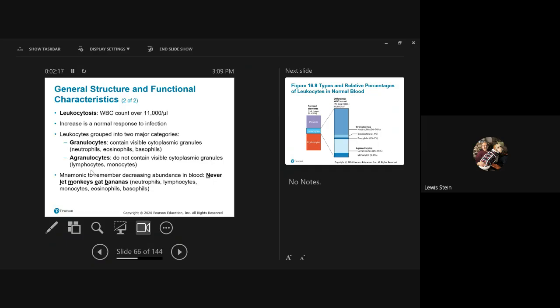So you have granulocytes and agranulocytes. And surprisingly enough, of all the stupid mnemonics in the world, that one actually works. This is the batting order. Neutrophils first, most abundant. Lymphocytes second, monocytes third, eosinophils fourth, and basophils last. So that one actually works. That's the one we were taught in medical school. Go with it.